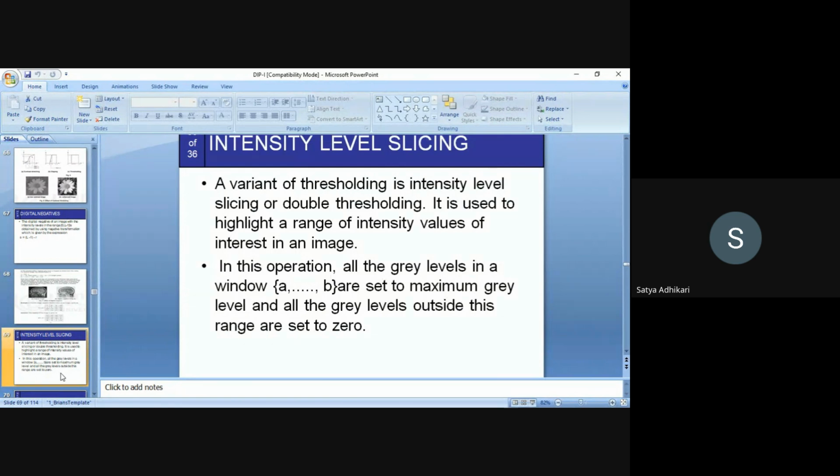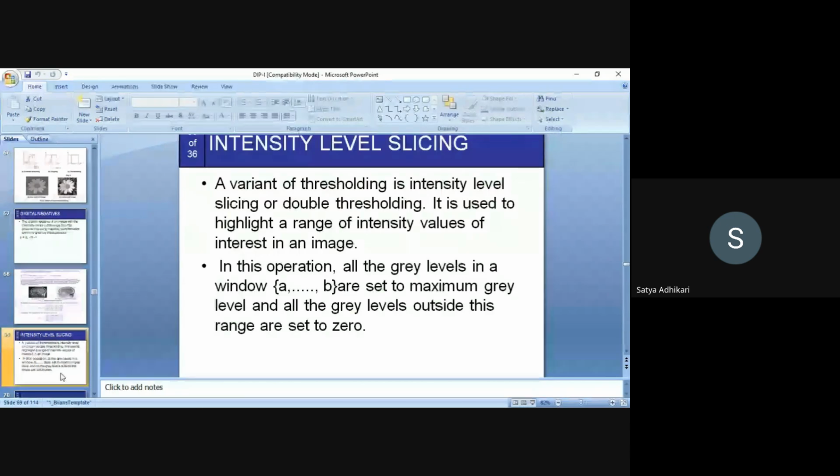Suppose 120 to 150. If any value is within this range, it is mapped to 1 or 255. If any value is beyond this range, it is mapped to 0. But in thresholding, we took 128. If any value is greater than 128, we map it to the maximum value 255. On the other hand, if any value is less than 128, suppose 120, it is immediately mapped to the minimum value, the least value 0. But here we have to take the gray level value in a window, in a range. If any pixel value lies in that range, it will map to its maximum value.